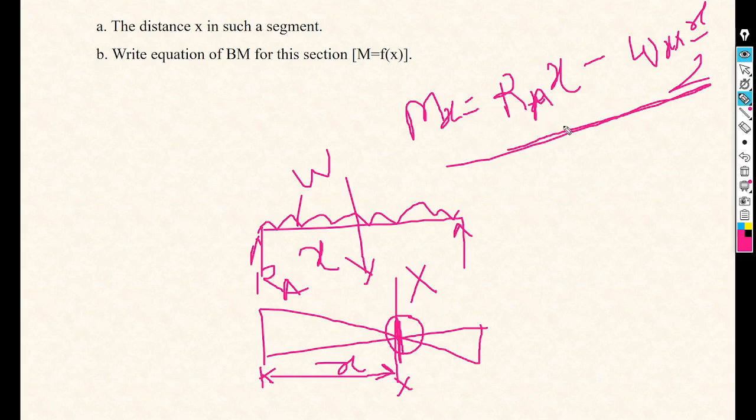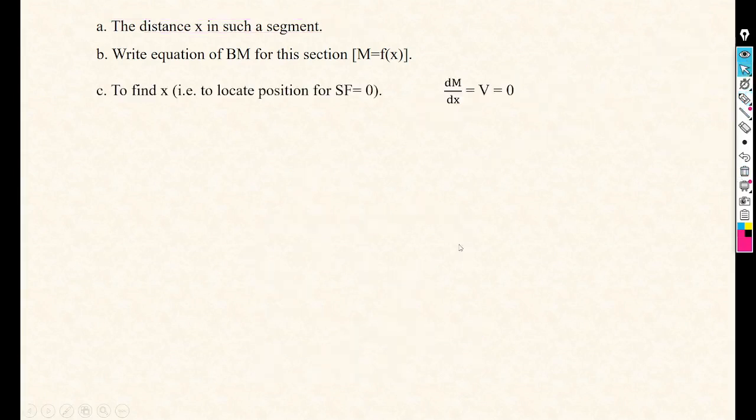So now here we are getting this equation. Just put the value of x and we will get the maximum bending moment. In the first step we are calculating the value of x. How to calculate it, that again we will see. Then next, find x. So how can we find x?